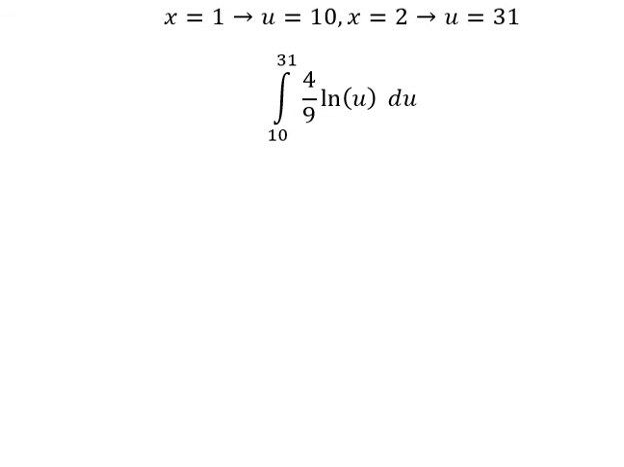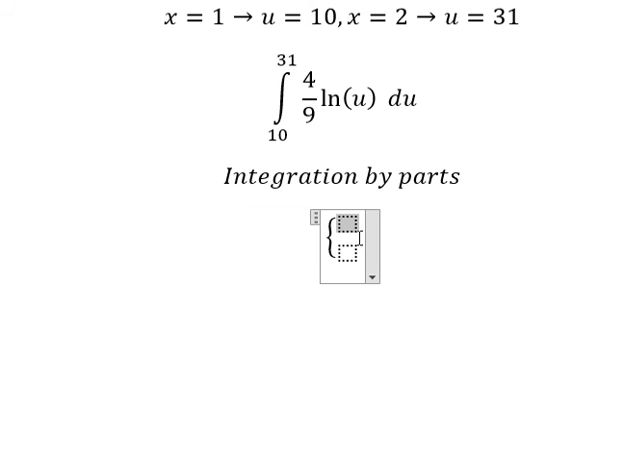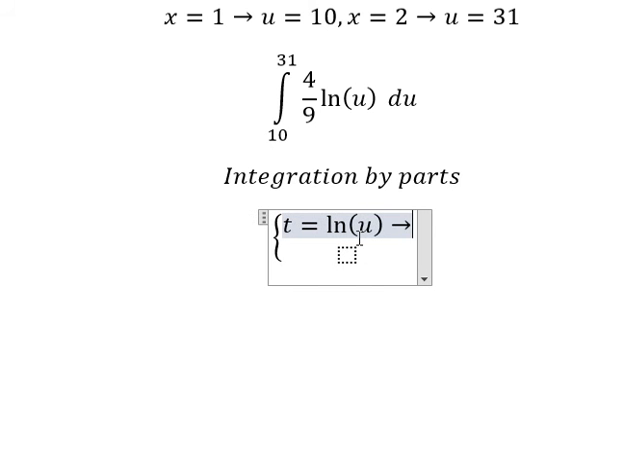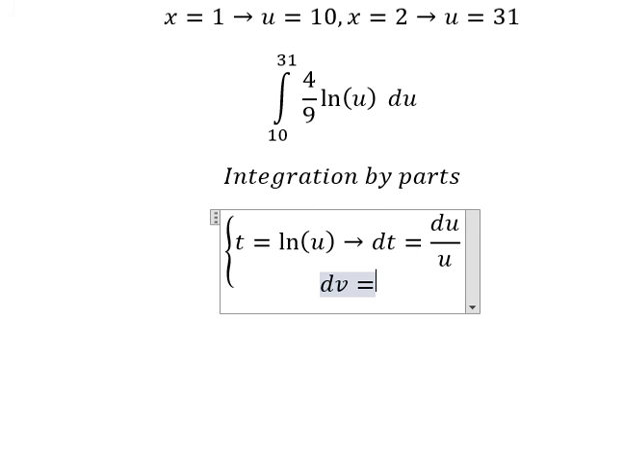Next, we can use integration by parts. So I will put t equals to ln of u. Next, we need to take the derivative of both sides, and we have dt equals du over u. dv is du. The integration of this one, we have v equals u.